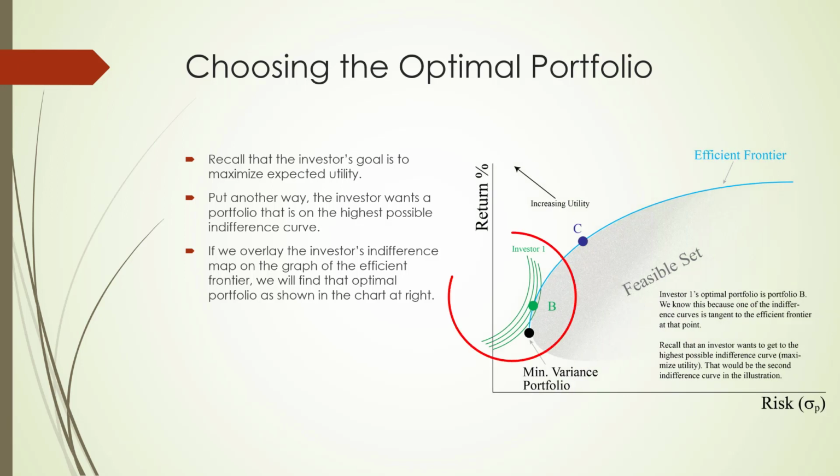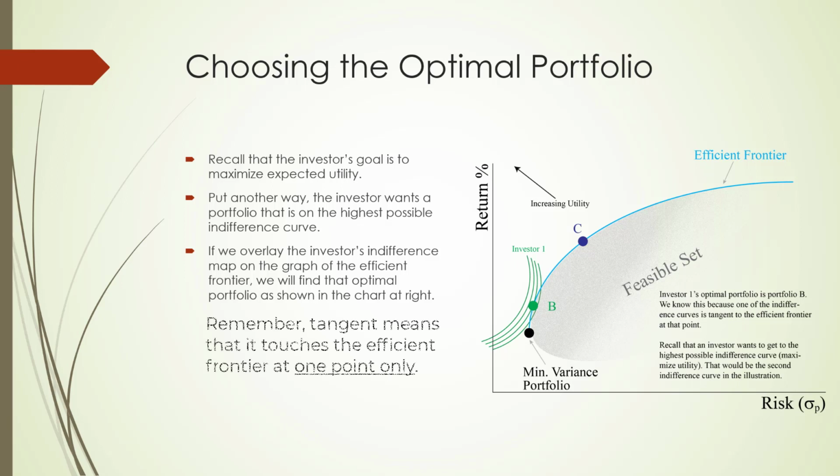So here we see investor 1 in green this time. And notice that going from the left to the right, the first couple of indifference curves are outside of the feasible set. So the investor would dearly love to be on either one of those indifference curves, but they're not feasible. You can't build any portfolios on those indifference curves. So the best indifference curve, or the best portfolio, is the one that lies on an indifference curve that is tangent to the efficient frontier. And in this case, for investor 1, that would be portfolio B.